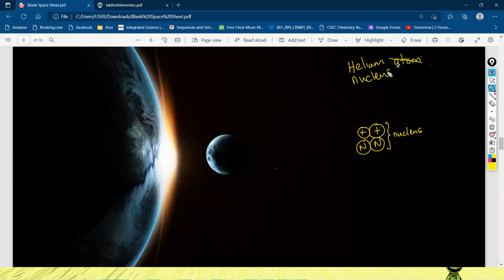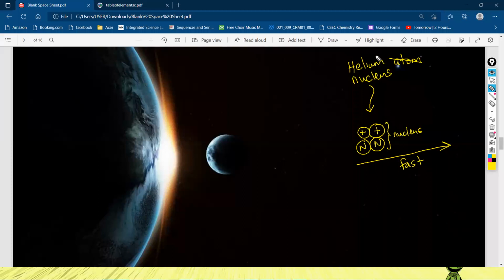Nucleus, because it's not like we take away one of the electrons. We take away all the electrons and we only left the nucleus. Now, it's still not dangerous. To make it dangerous, we have to take the helium nucleus and speed it up. We have to make it move very, very fast.